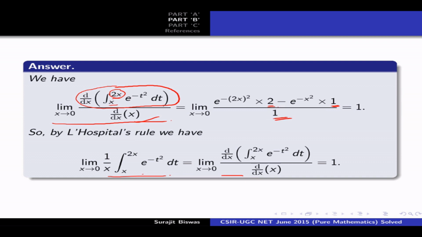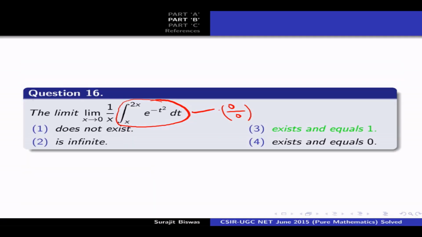So now we can put x equal to 0 because everything is continuous here, and putting x equal to 0 we have a definite value, that is 1. So by L'Hopital's rule we have this limit equal to this limit, and it is equal to 1. So the given limit exists and is equal to 1.